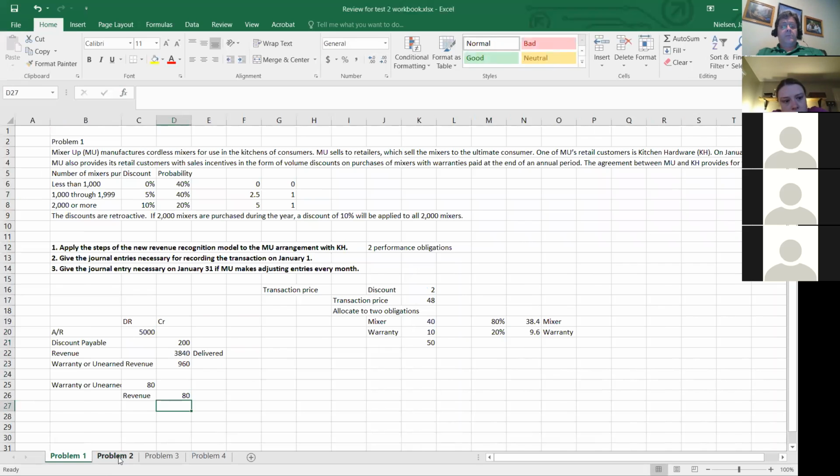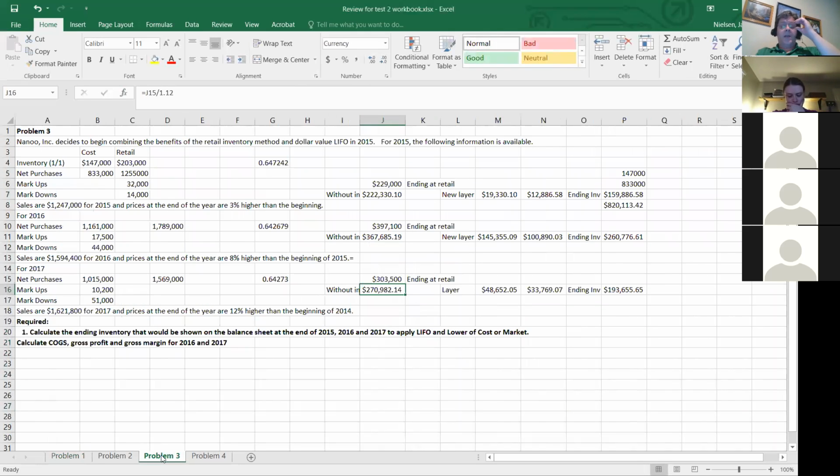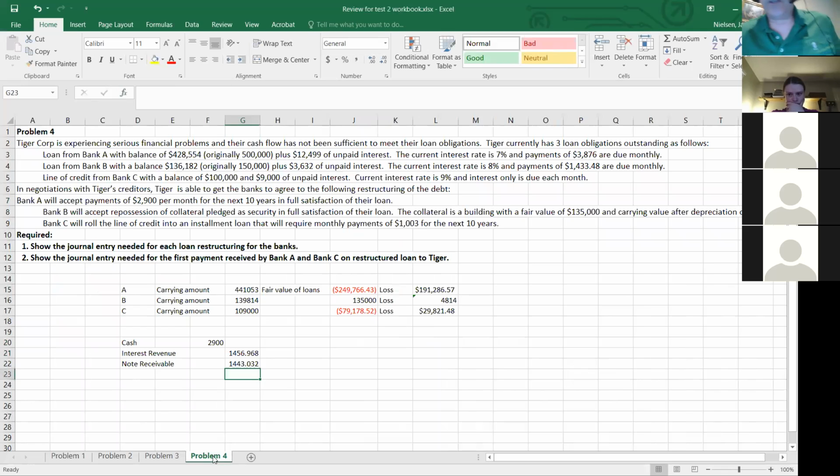We did our revenue recognition. We did some impairments. We did inventory. And we did some more loan specific impairments. Okay. Questions? The test is in the Dropbox, ready to go.